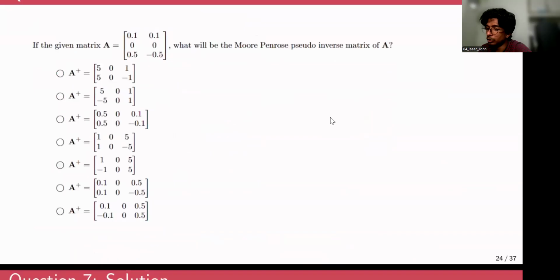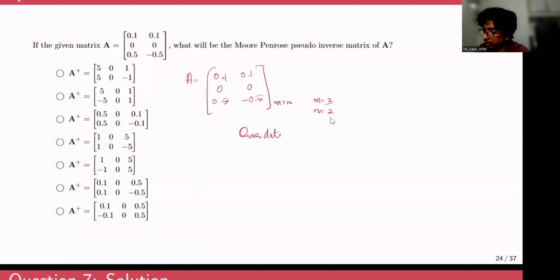Okay, now moving on to question 7. You are given a matrix A as 0.1, 0.1, 0, 0, 0.5, and minus 0.5. This is an m by n matrix where m is 3 and n is 2. Number of rows is 3, number of columns is 2. This is just like the case that we have seen earlier. This is an over-specified or an over-determined system.